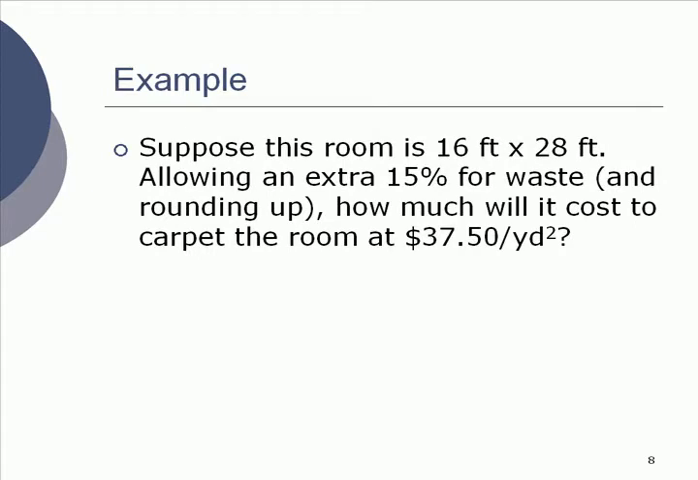Here we go. This room is about 16 by 28. We want to know how much it's going to cost to carpet the room. We're going to assume a couple of things. One, we're going to assume that, as is the norm, there's an extra allowance for waste, because the dimensions are not going to be exactly the width of the rolled carpet. So we're going to allow 15% for waste. And we're going to round up. If we get a partial square yard, we're going to round up because we can't buy any partial square yards. And this carpeting is a high durability carpeting, and as a result is a little spendy, $37.50 per square yard.